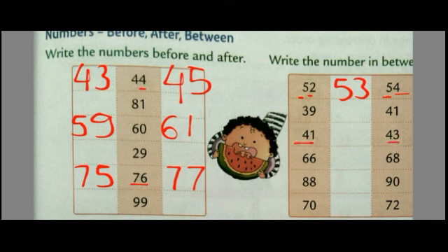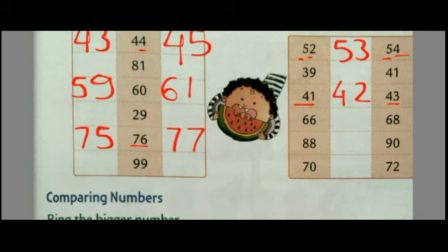Now let's do this one. 41, 43. Again, the tens place both are having 4. So it will remain the same. See the number in the ones place. Here 1 and here 3. What comes between 1 and 3? Yes, 2. So 2 is the correct answer. Okay. Now see the last one. Both the numbers in the tens place are 7. That will remain the same. Now here it is 0 and here it is 2 in the ones place. So what comes between 0 and 2? Yes, 1. So the correct answer is 1. 70, 71, 72. Okay?